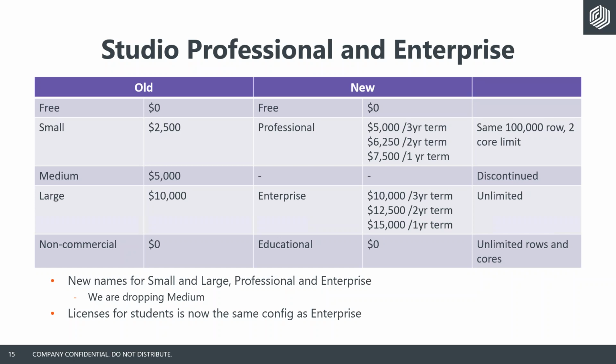We removed the medium offering because we want to, if people are really using a fair amount of data, get them up to the enterprise edition, and that then is priced at $10,000 per year, or for a 3-year term. And that's again the same configuration as large in the past. It's unlimited in the rows and processors and has all the features.